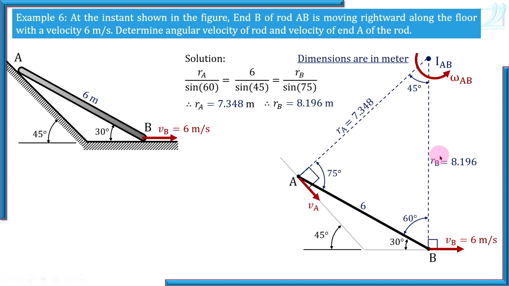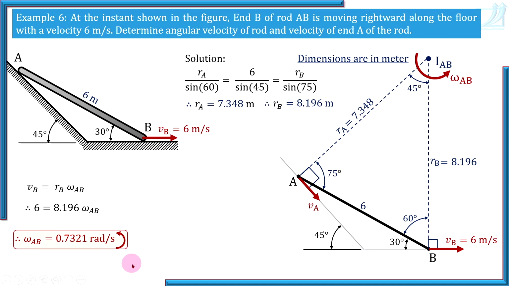Distances we know, that means the ICR is perfectly known. Now start velocity analysis with the known linear velocity. So VB is equal to RB into omega. Just put the values of V and R, and you will get omega AB. The direction of omega AB is already known, anti-clockwise. So angular velocity we have found out. Simple. And we are also asked to find the velocity of end A of the rod. So VA is equal to RA into omega. RA and omega are known. Just put the values and get the answer.